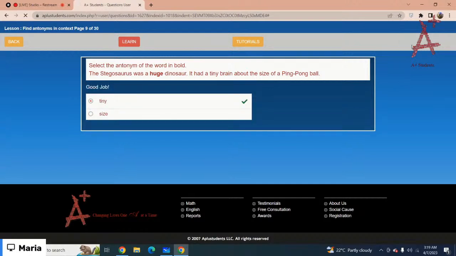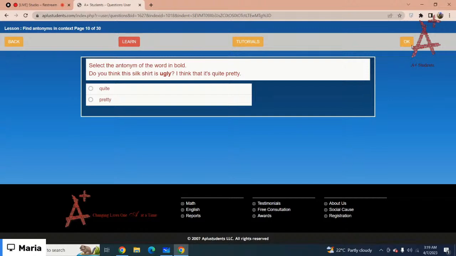Okay, the next one is, do you think that silk shirt is ugly? I think it's quite pretty. So, which is the antonym for the word ugly?